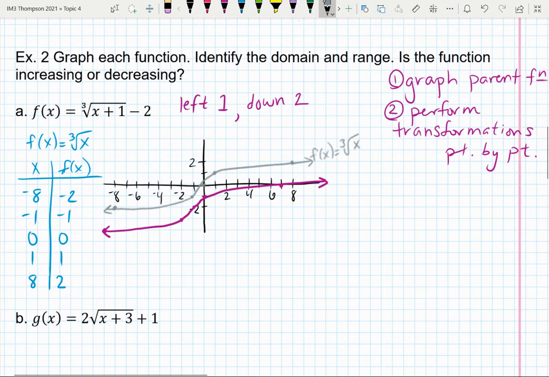Now, if you were doing this on the test, I would say either label each one of them or maybe lightly erase the parent function, or just make sure that your answer stands out somehow.